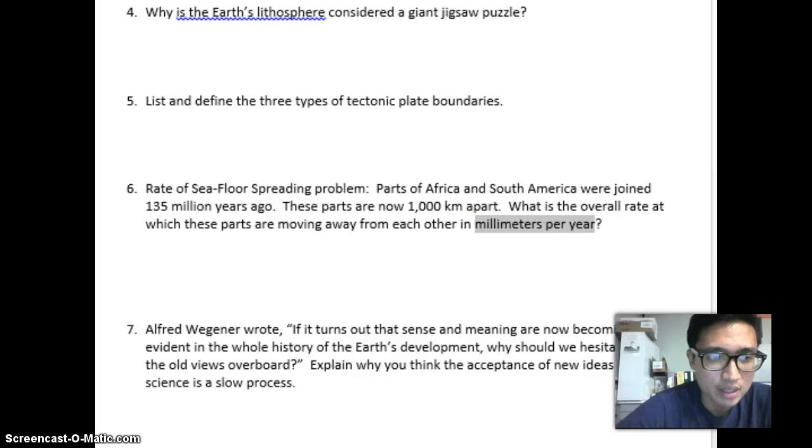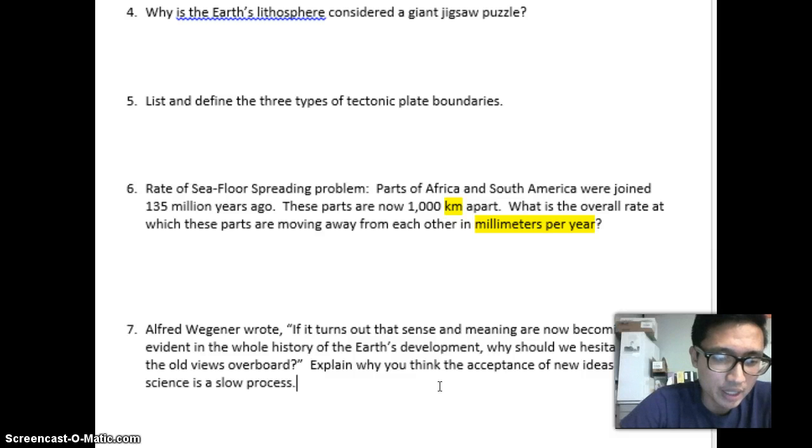Millimeters per year. That means that millimeters is going to be on the top of the fraction and year is going to be on the bottom of the fraction. Now here you don't have millimeters, you have kilometers. So you're going to have to do a little bit of conversion to get your millimeters per year.